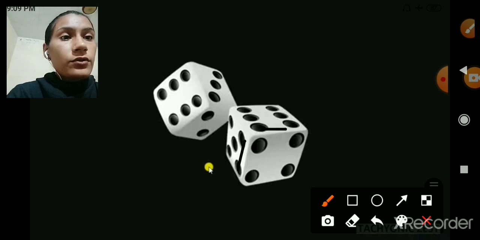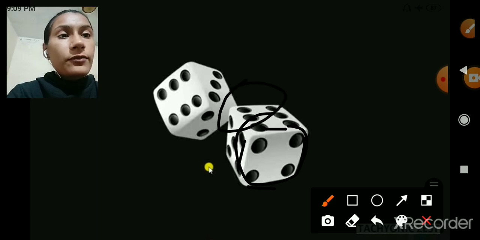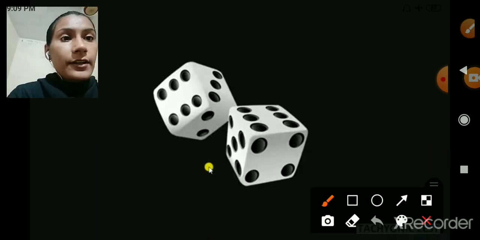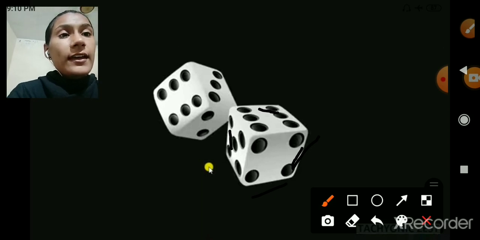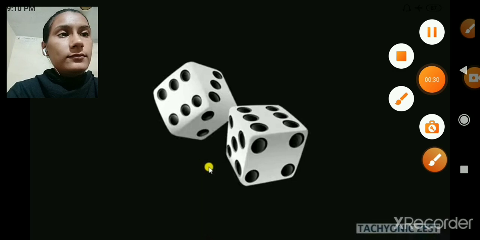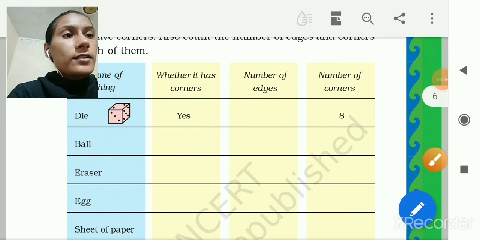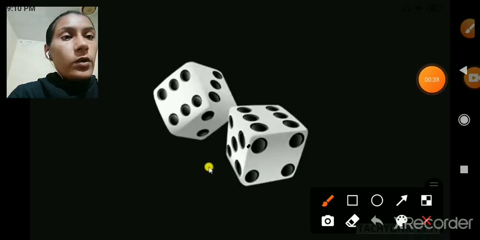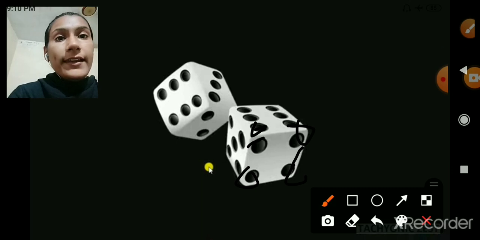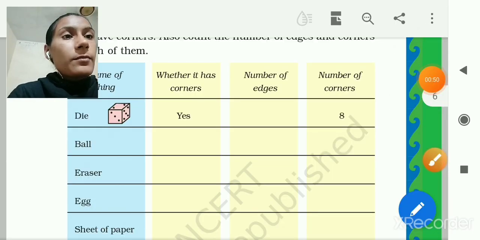1, 2, 3 and 4: 4 here and 4 on the back side. So 4 plus 4 is equal to 8. Then 9, 10, 11 and 12 on this side. So the total number of edges is 12. For the number of corners, see: 1, 2, 3 and 4 on the front side and 4 on the back side. So total 8 corners.